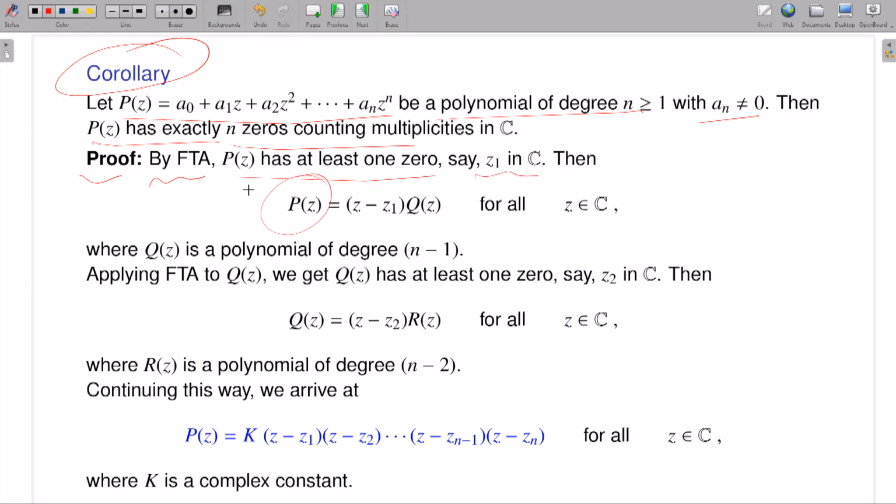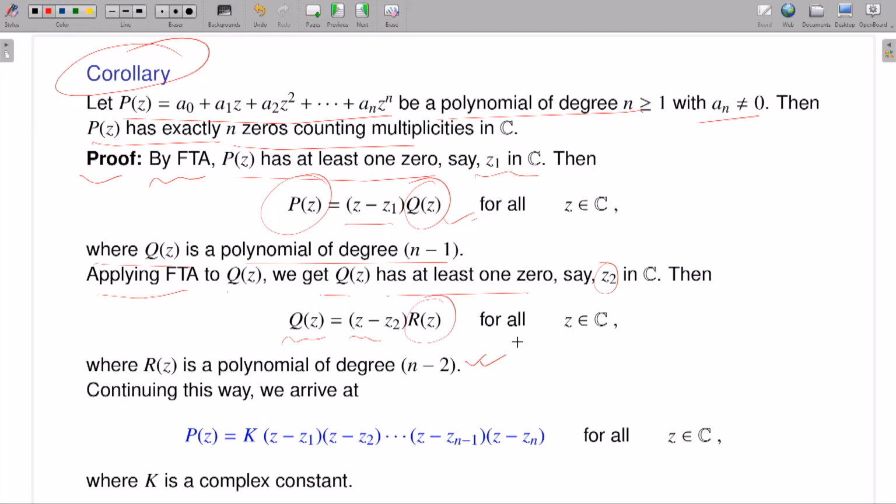So therefore I can factorize my polynomial p by taking the factor (z minus z1) outside, and we end up with one polynomial q. What is the degree? The degree is n minus 1. So where q is a polynomial of degree n minus 1, you apply the earlier theorem to the polynomial q. Applying the fundamental theorem to q(z), q(z) has at least one zero, let it be z2. So I can factorize q(z) by taking out the factor (z minus z2), and I end up with another polynomial of degree n minus 2.